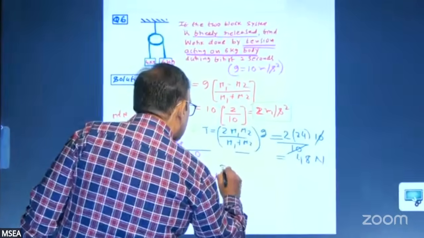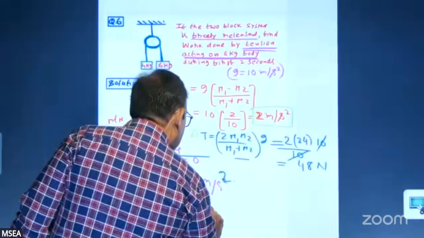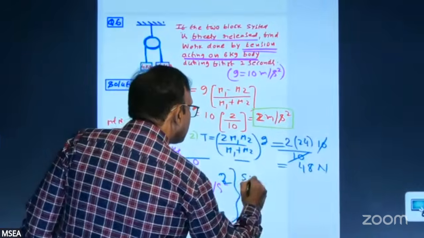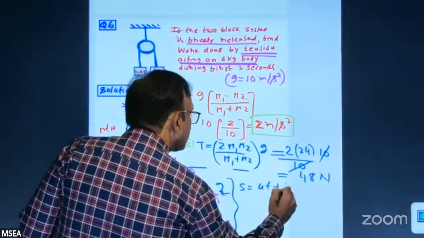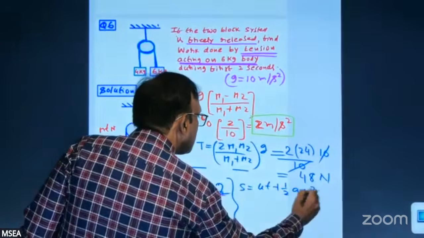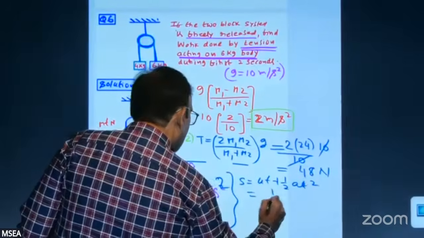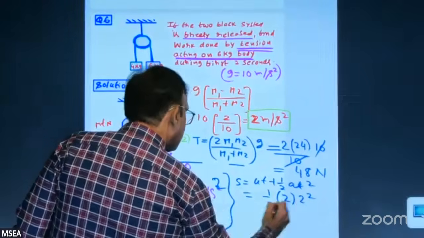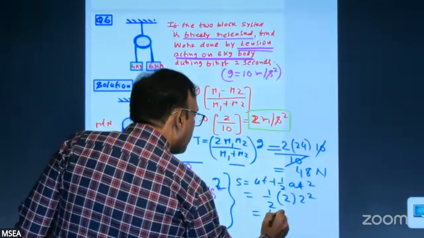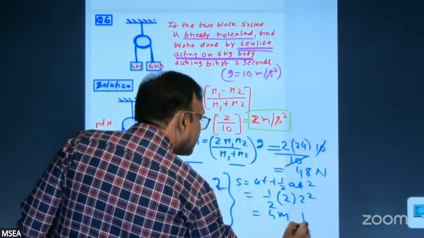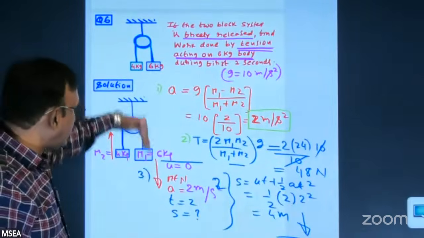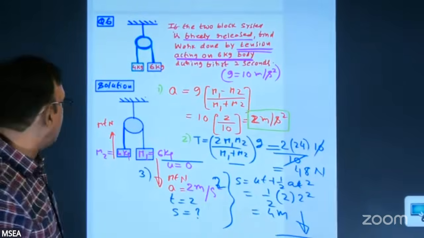and then time is 2 seconds. What is the displacement of the body? S is equal to ut plus half at square, because u, a and t you know. So ut comes out to be 0, half, acceleration is 2, t square is 2 square. So this comes out to be 4 meters. In what direction is it getting displaced? Down. We are talking about the 6 kg heavy body, and it is getting displaced down.